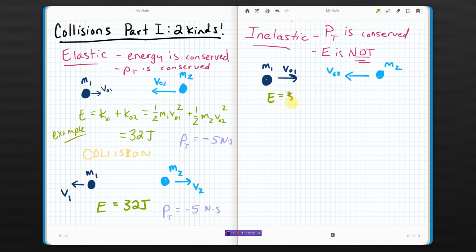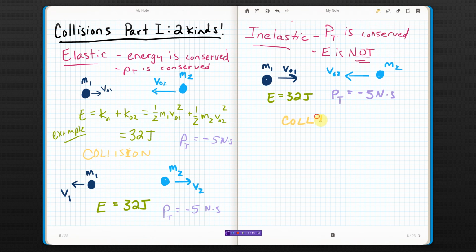When they hit, let's say they start off with the same stuff. So my total energy was 32 joules. My total momentum was -5 Newton seconds. Okay. Then the collision happens.